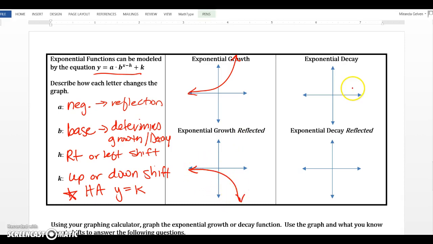Okay. If it's exponential decay from left to right, y values are getting smaller. And same thing, if there's a reflection, we start with larger negative y values and then it gets closer to the asymptote. So, this concludes your first video.